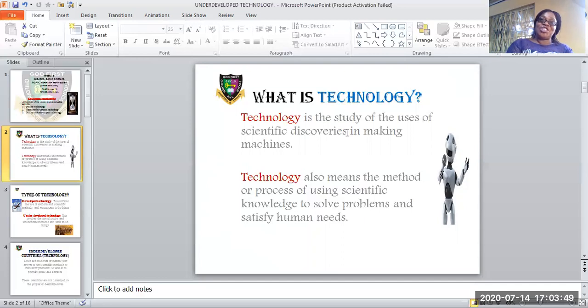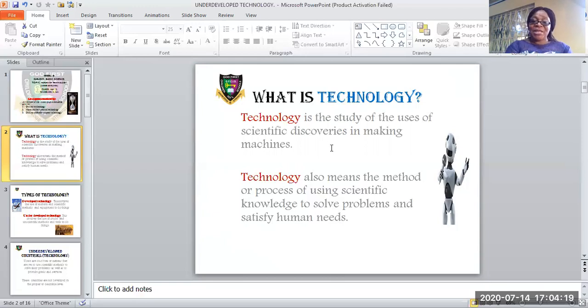Remember, we studied machines the other time. We studied simple machines and complex machines. Now, how did machines come about? Machines come about because of the scientific discoveries that were made, which helped to put together and create machines. Machines can be in any form, complex or simple.